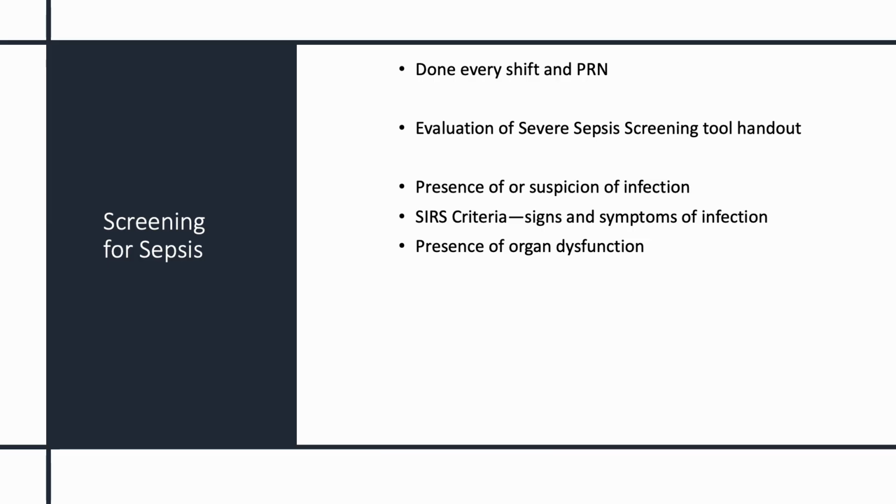Early detection through regular screening can help prevent progression to severe sepsis and septic shock. Screening is done every shift and PRN as needed. Use the severe sepsis screening tool to identify patients at risk. Look for the presence of or suspicion of infection.